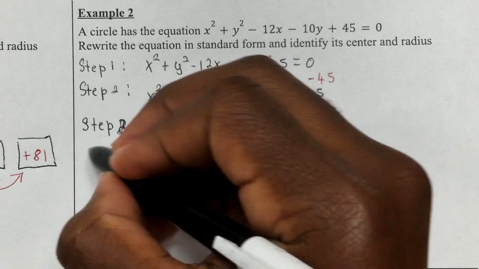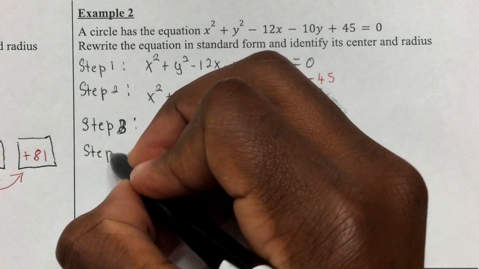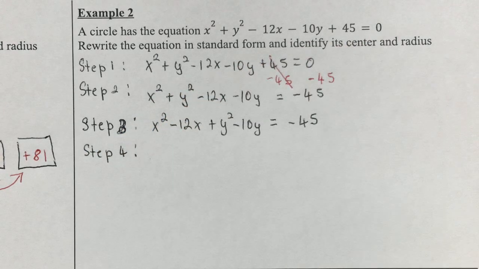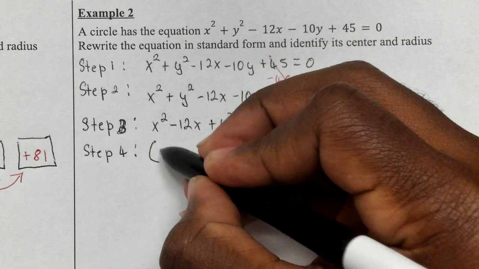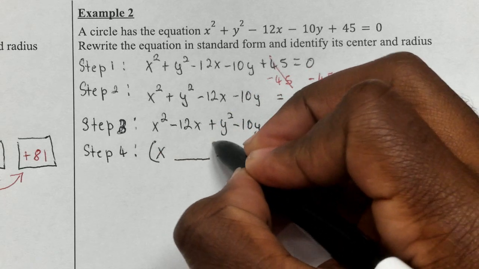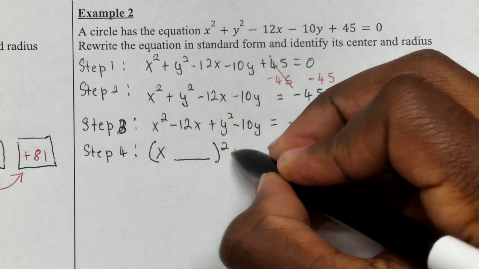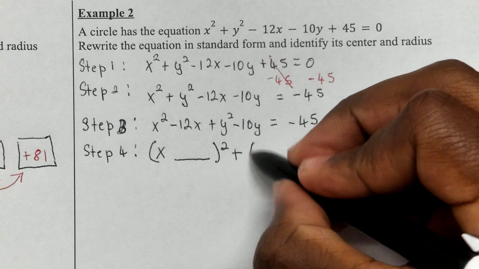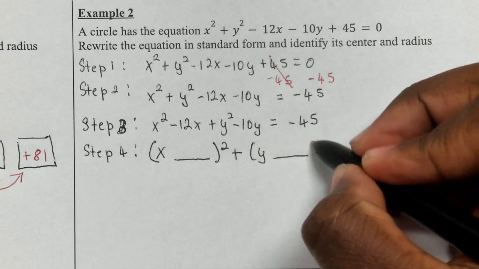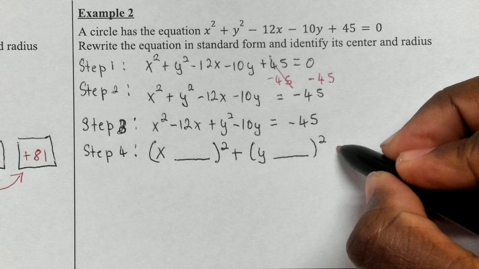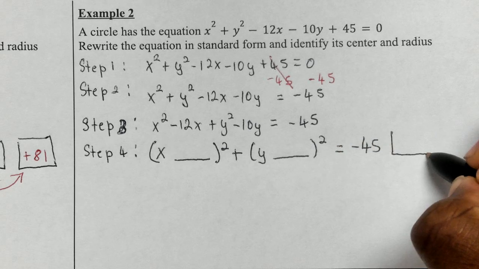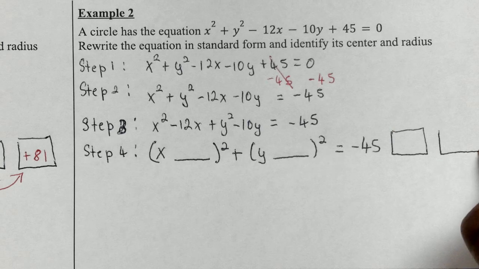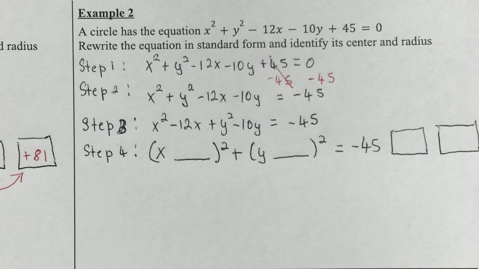Now I'm going to do my next step, and my next step is what? Completing the square. So if I'm completing the square, I would write parentheses x, some number, parentheses squared, always a plus sign right here, parentheses y, some number, parentheses squared, equal to negative 45. Then I'm going to have one box, and then another box. So now I'm going to evaluate what goes in the parentheses.